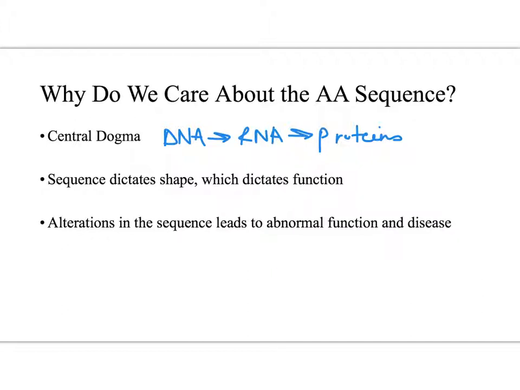When we have alterations in the sequence, so when some mutation occurs, that ends up leading to an abnormal structure, which leads to abnormal function. And that's when we're going to start to see different diseases, because these proteins are not functioning properly, since they don't have the correct structure.